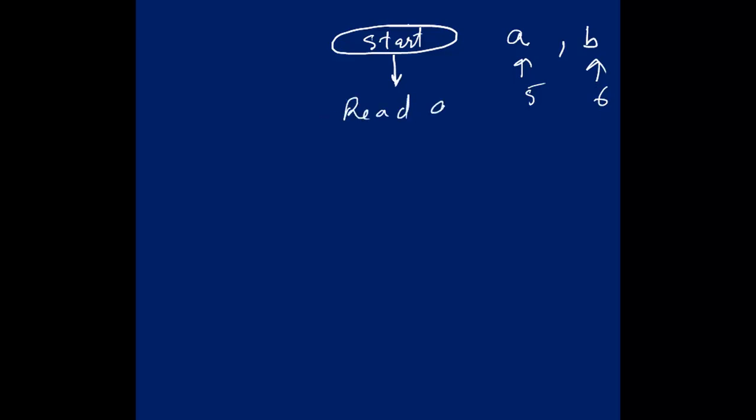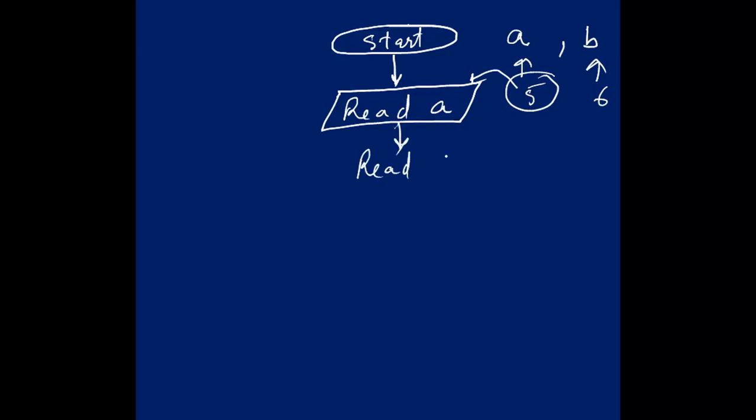So I will start here. I will read first number. Suppose A and B are two numbers. A contains some number say 5 and B contains some number say 6. I will read A. Whatever the number will be stored in A, I will read it. Suppose it is 5 and I will read this 5 here. And I will read B. Now the 6 will be stored in this B.